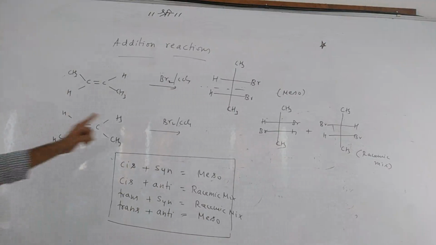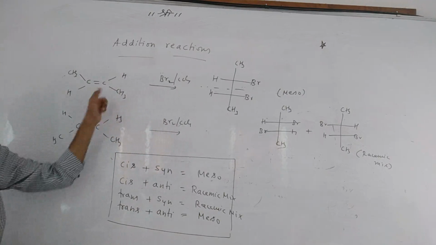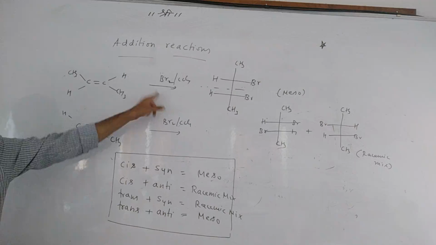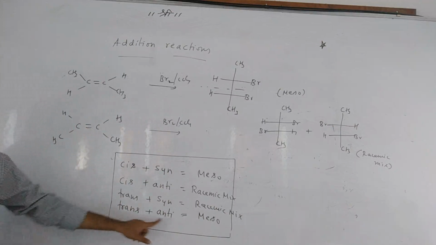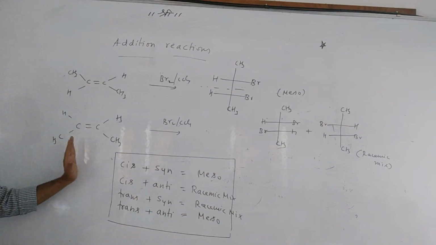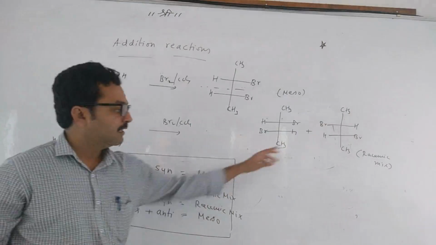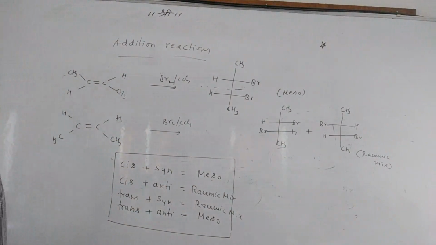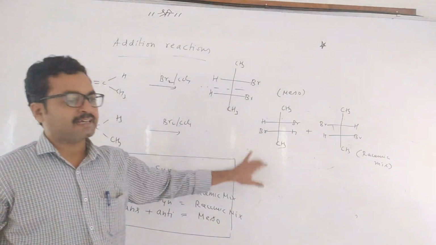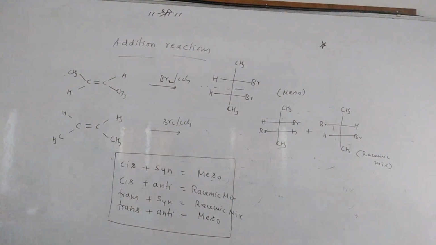So first point, addition of bromine is which type of addition, children? Anti-addition. That you have to remember. So trans and anti, what is the product? Meso compound. Now this is a cis alkene and anti-addition. So what will come? Racemic mixture. But both are optically inactive, meaning they do not rotate the plane polarized light either towards the right side or the left side.